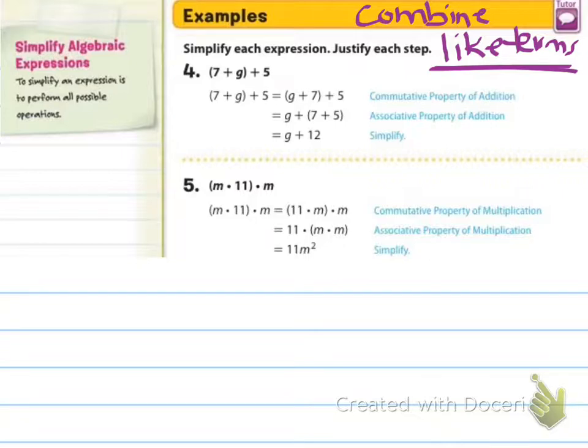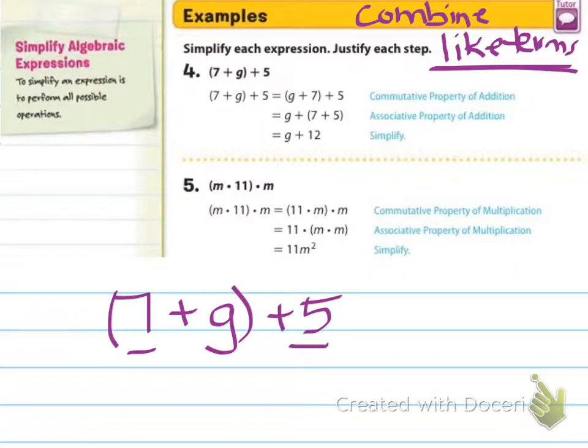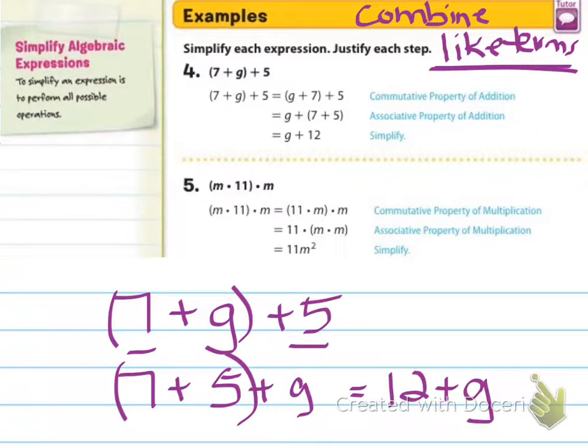So with 7 plus g, I can't put that together. I don't know how to combine those two. I don't know what g is. But I do know that I can add 7 and 5 together. So how about I change up my order? And I'm going to say 7 plus 5 plus g. And I'm going to group together my 7 and 5 because I want to combine those two to make it 12 plus g or g plus 12. That way I've simplified it as best I can. I can't go any better than that. I'm just simplifying it. Either one of these answers would be fine. I can't go any further because I don't know what g is.